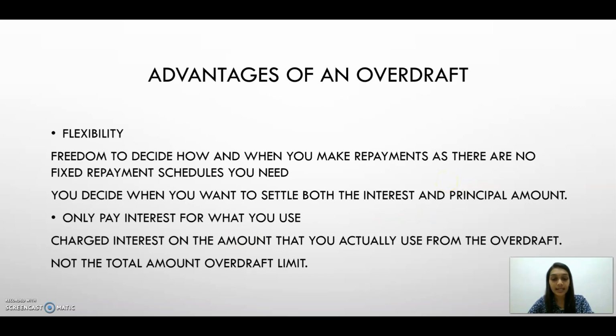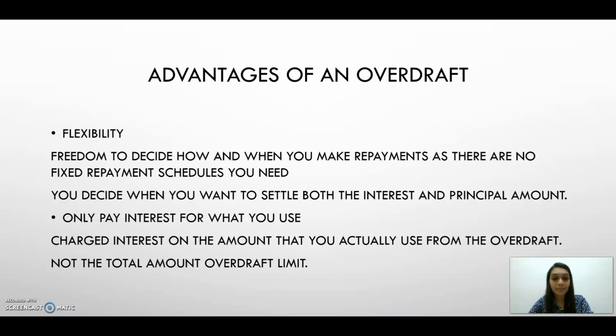Next is the advantage of overdraft. When we talk about the advantage of an overdraft, it is known as flexibility. An overdraft provides you the freedom to decide how and when you make repayment, as there is no fixed repayment schedule. You decide when you want to settle both the interest and principal amount, so you can work out a payment schedule that works best for you.